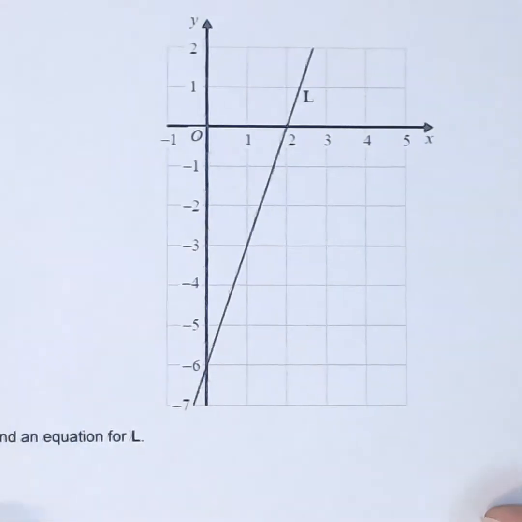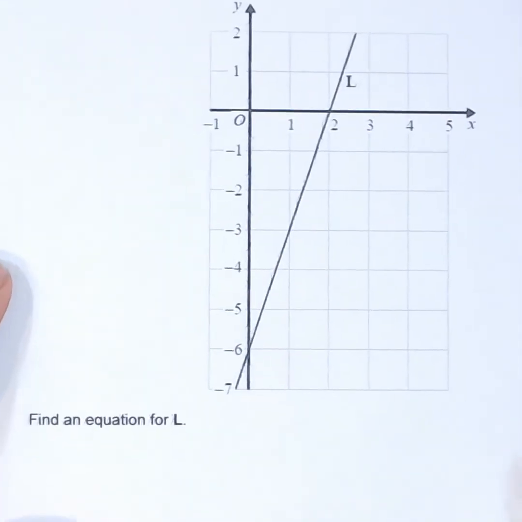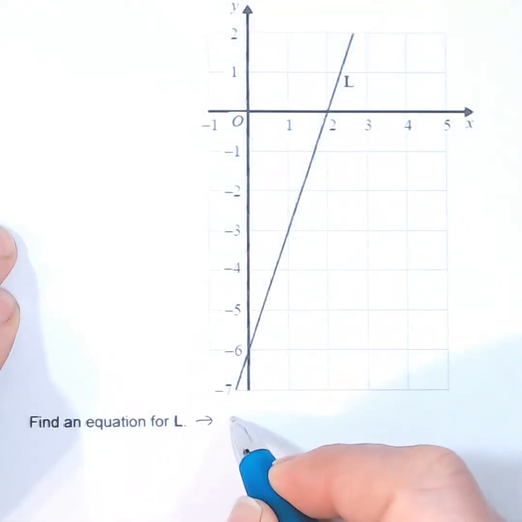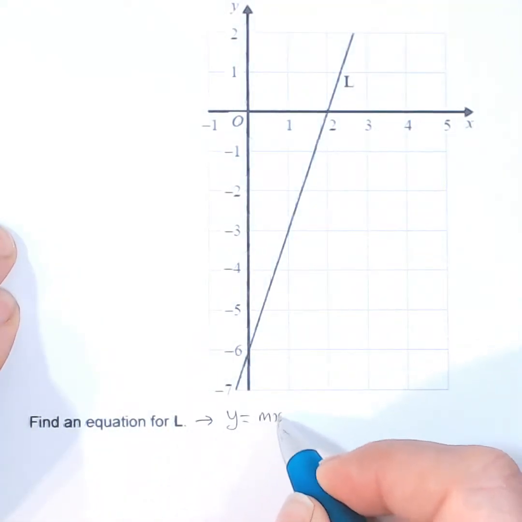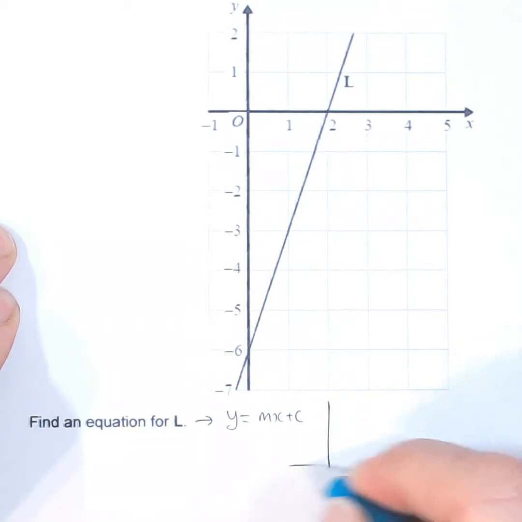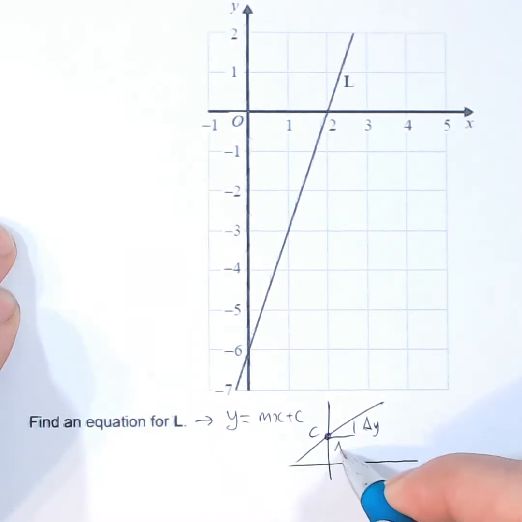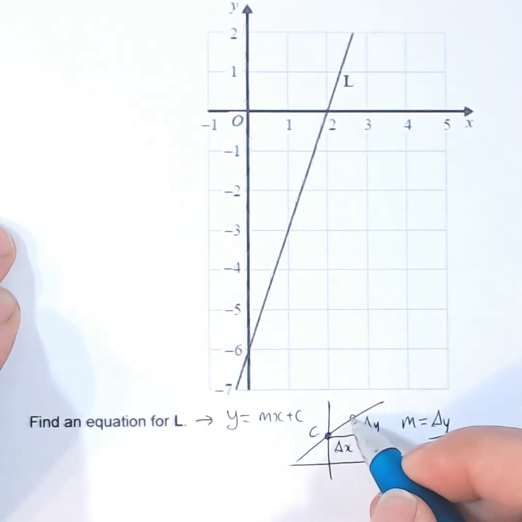Now we've got another question here which talks about a graph being given and you've got to find the equation for L. Well, the first thing we should recognise is that this is a straight line graph, and we should be thinking to ourselves straight line graphs means that the intercept value is going to be our C number and the gradient is going to be the change in the Y values divided by the change in the X values. So M is equal to the change in Y divided by the change in X. And we need 2 coordinates to allow us to do that.